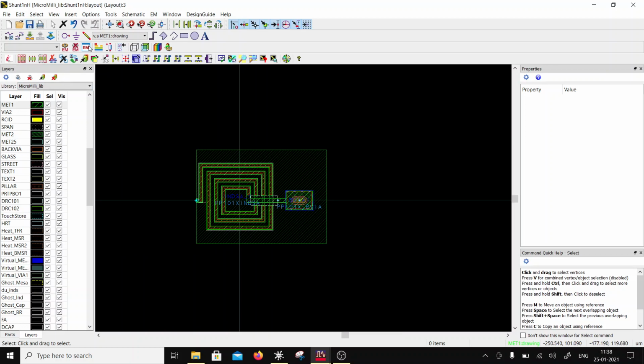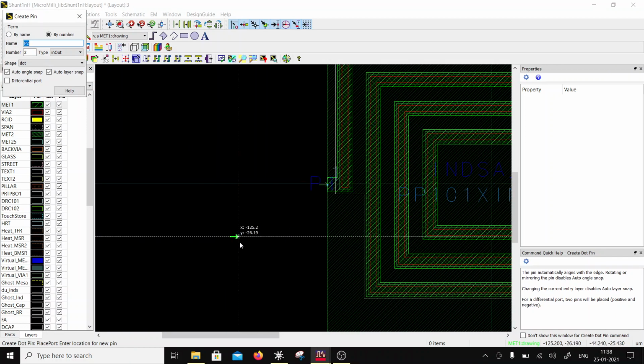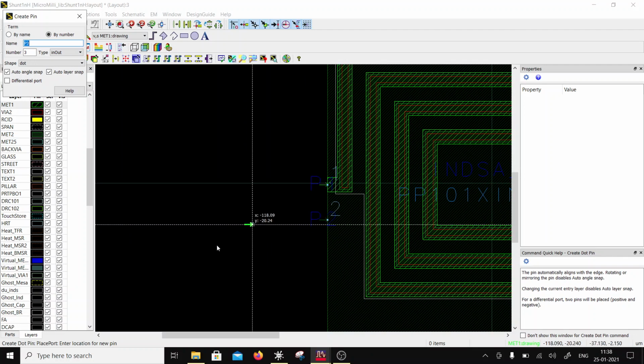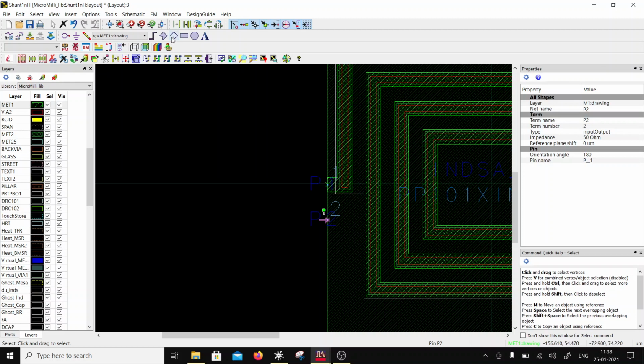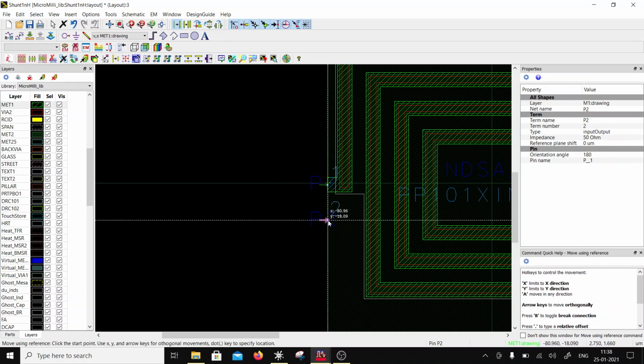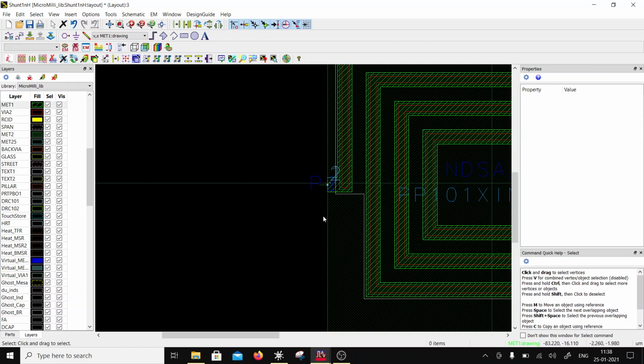Let's see how. I'm going to put in a port here. So this is one port, and this is its ground reference. I'm going to move the ground reference underneath like this, and remove this line extension. So I have a ground port placed, and now I'm going to look at EM simulation.